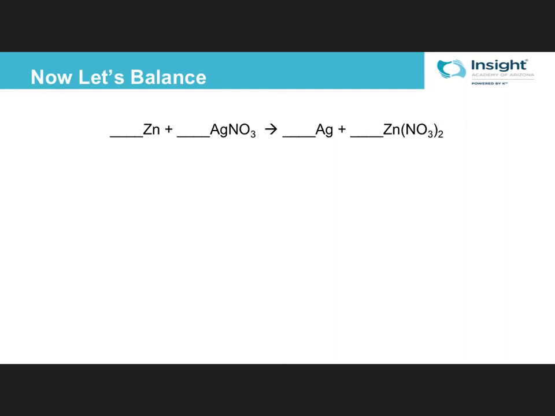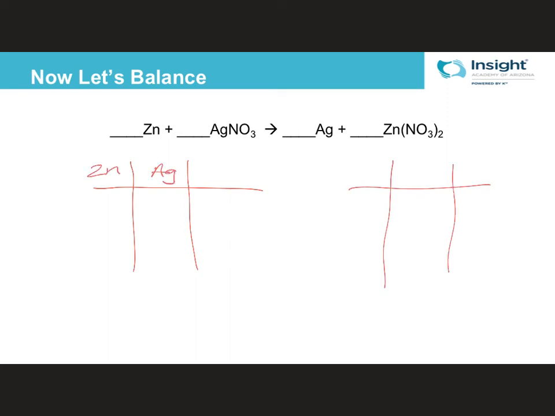All right, let's try balancing this here. So go ahead, try this on your own. The way I set these up, I have three things that I deal with. I have zinc, I have silver, and then I'm treating nitrate as its own group, especially because I see this over here. So you can think of this as being like that.